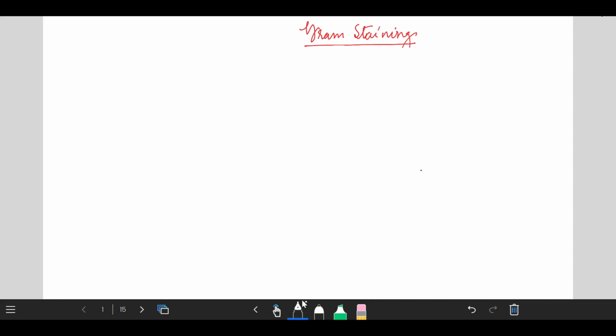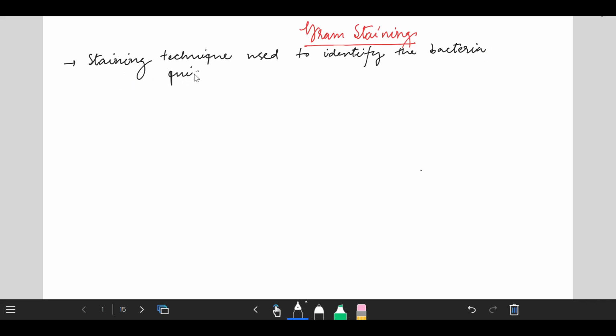Today's topic is gram staining. So, what is gram staining? Actually, it is a staining technique that is used to identify bacteria, which helps in the diagnosis of bacterial infection very quickly. So, we can write like staining technique used to identify bacteria quickly.